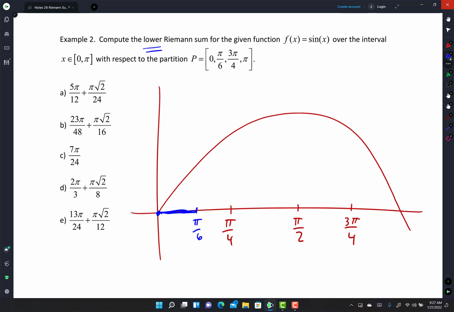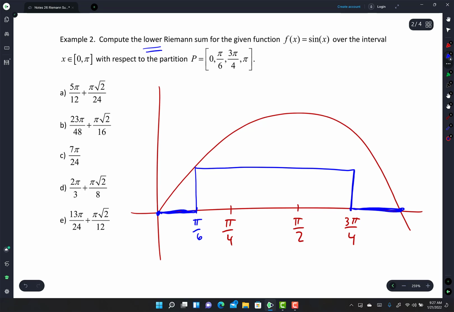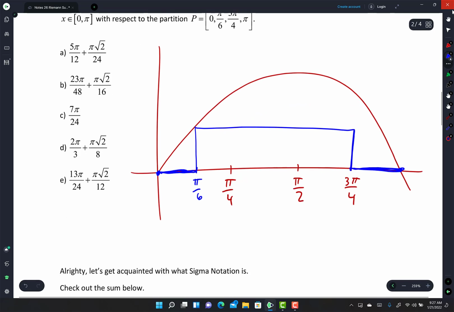Between pi over 6 and 3 pi over 4, where do you have your lowest point on that curve? At pi over 6. There's going to be just one rectangle. From 3 pi over 4 to pi, where do you have the lowest point on that curve? At pi. This is a really bad estimation, but they asked us to do this, so that's what we're going to do. You will probably not use a lower Riemann sum to calculate the area of sine x, because you can see how bad this estimation is. But it's fine.